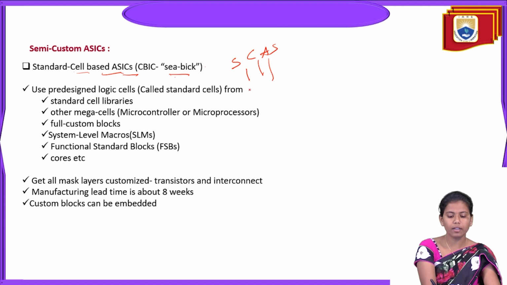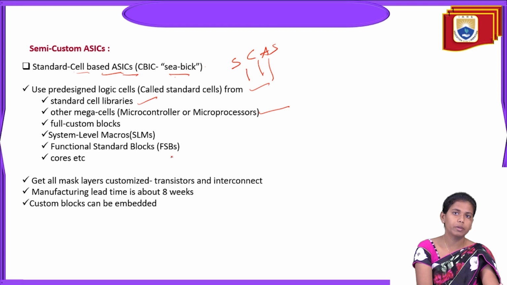They use pre-designed logic cells, the standard cell form. The standard semi-custom designs use pre-designed logic cells, where these standard cells can be taken from the standard cell libraries, and other mega cells, that is microcontrollers or microprocessors. These are called the mega cells. Why? Because all the peripheral devices are accumulated in one single chip. So other mega cells and full custom blocks, system level macros, and then function standard blocks and cores, etc.